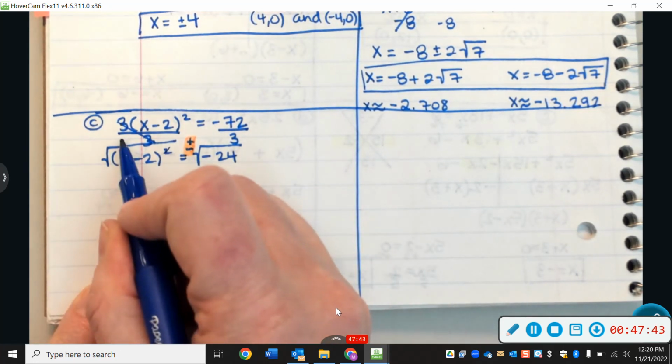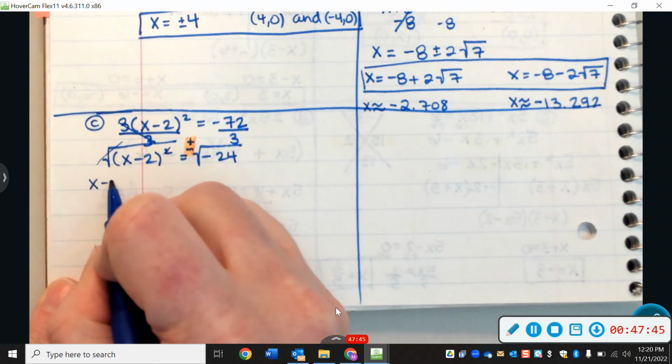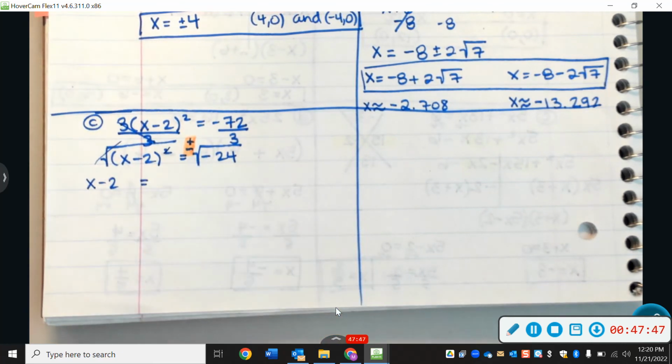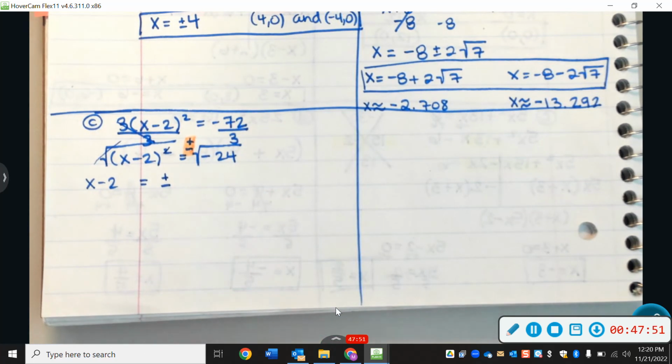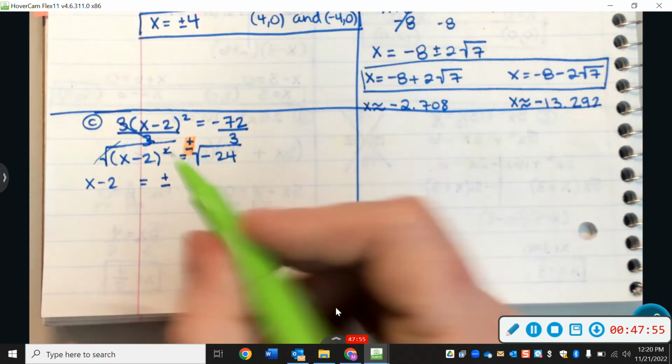So squares and square roots will cancel out. I'll have x minus 2. And I'll have positive and negative. And I want to think about how to simplify this radical. So I'm just going to do that off to the side.